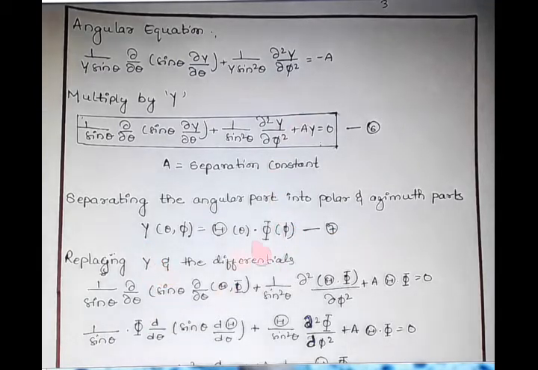Now, replacing Y and the differentials in equation number 6, we get 1 divided by sine theta, partial differential with respect to theta of sine theta into partial differential with respect to theta of function of theta into function of phi, plus 1 divided by sine square theta into second partial differential with respect to phi square of function of theta into function of phi, plus a function of theta into function of phi equals 0.